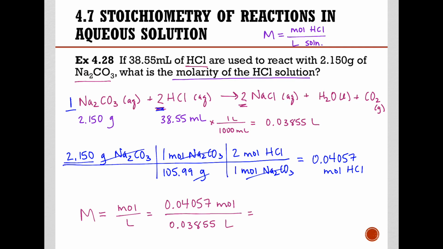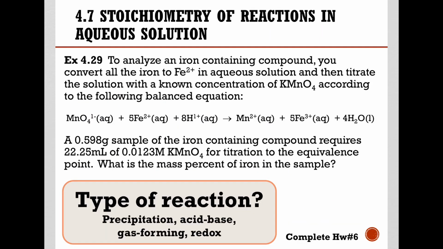Now, if I divide those two, both of them have 4 significant figures, so to 4 significant figures, our final answer would be 1.052 molar HCl. Technically, you could write moles per liter instead of molar, but there we are with our solution for example 4.28. We have one example left.